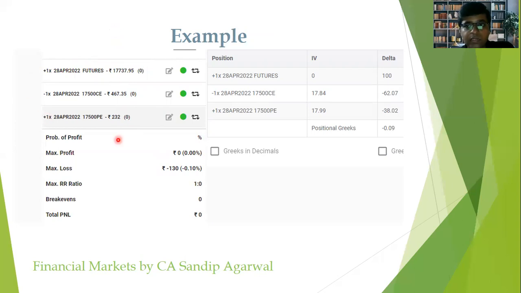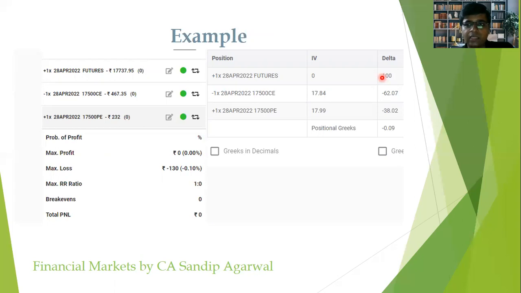Otherwise, there will be an arbitrage opportunity. You can also see that the delta of this trade is almost zero, because the person has gone long on the futures. So the delta is 100, which is 1.